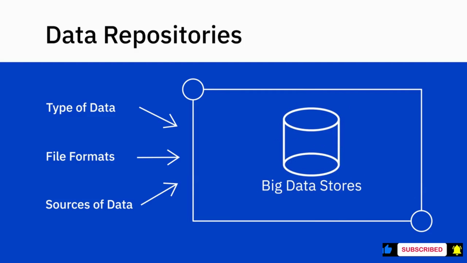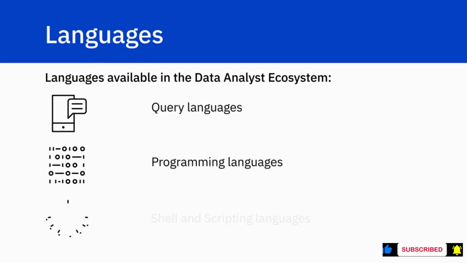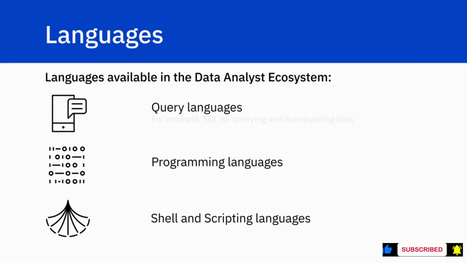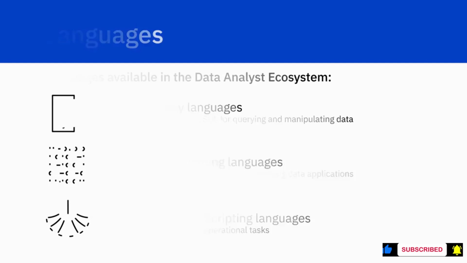If you're working with big data, for example, you will need big data warehouses that allow you to store and process large volume, high velocity data, and also frameworks that allow you to perform complex analytics in real time on big data. The ecosystem also includes languages that can be classified as query languages, programming languages, and shell and scripting languages. Querying and manipulating data with SQL, developing data applications with Python, and writing shell scripts for repetitive operational tasks. These are important components in a data analyst's workbench.